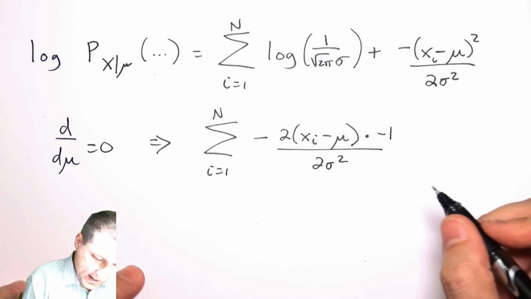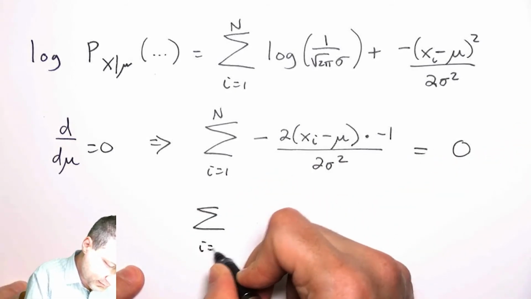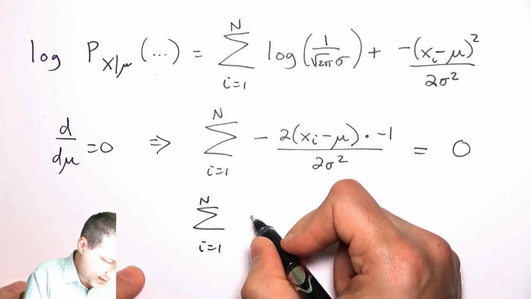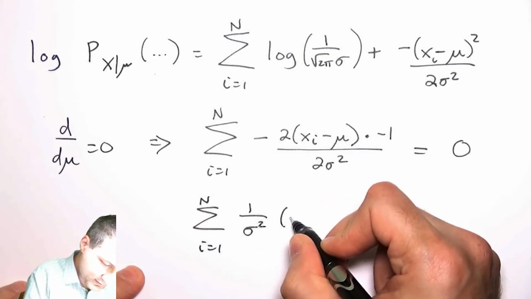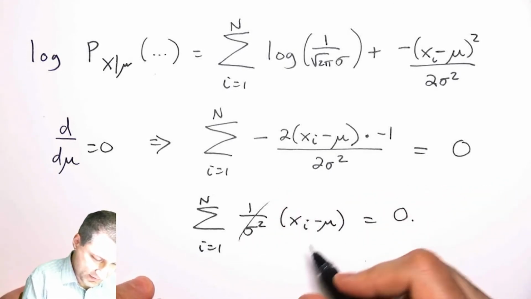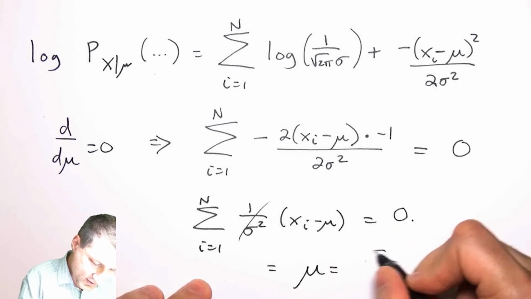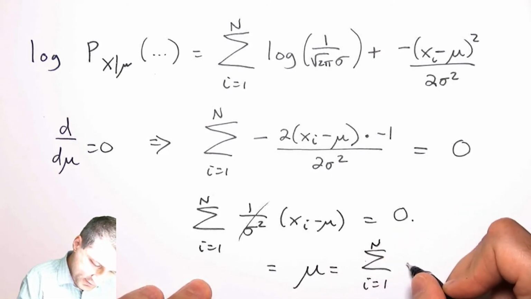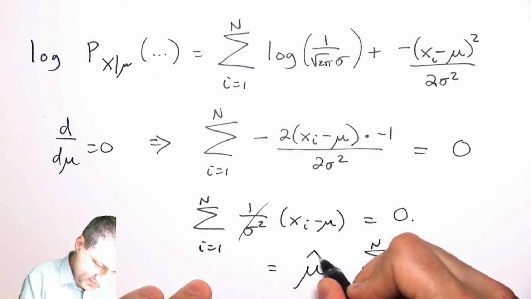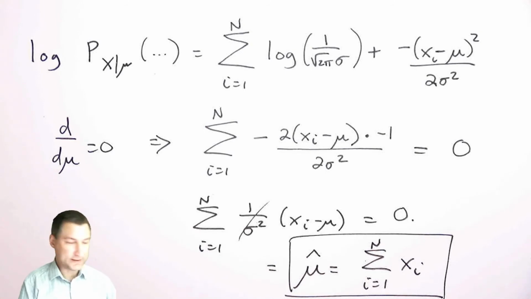And so a bunch of stuff cancels. I want to set this equal to 0. What I get is then the sum of 1 over sigma squared xi minus mu equals 0, right? So sigma drops out. Mu is a constant. So then what I get is that the mu that I should use is the average of the x's, right? So this is like my best estimate of mu according to the maximum likelihood rule, right? So we'd estimate the mean of the distribution as just the average of the data that we saw, right?